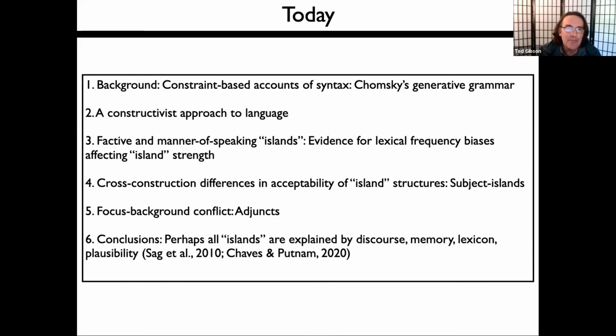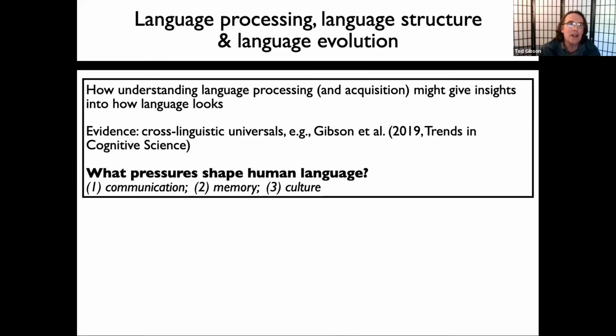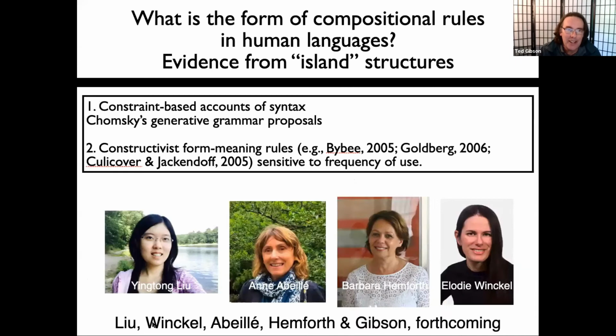But today, I'm going to talk about a little bit narrower topic. I want to probe the claim from the Chomskyan generative syntax framework that the unacceptability of certain kinds of structures, so-called island structures, is evidence that constraints that apply to these structures must be innate. I'm going to be probing that using a usage-based constructivist alternative framework, arguing against the need for these across-construction constraints.